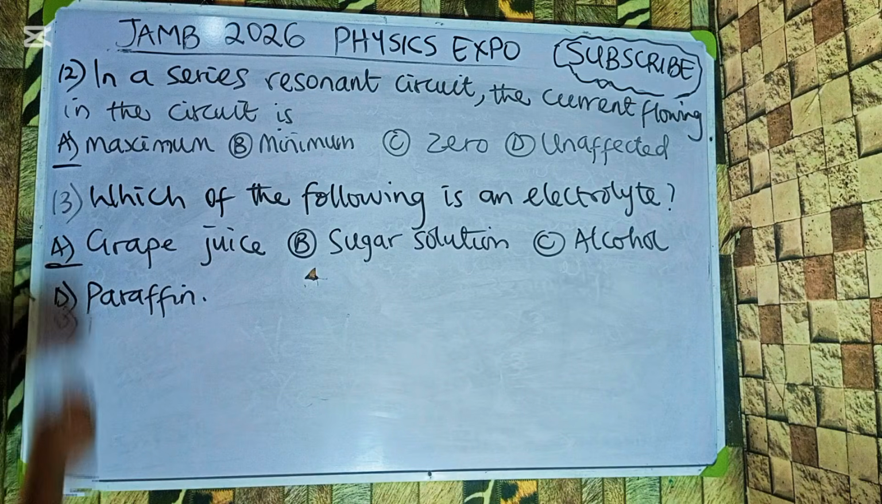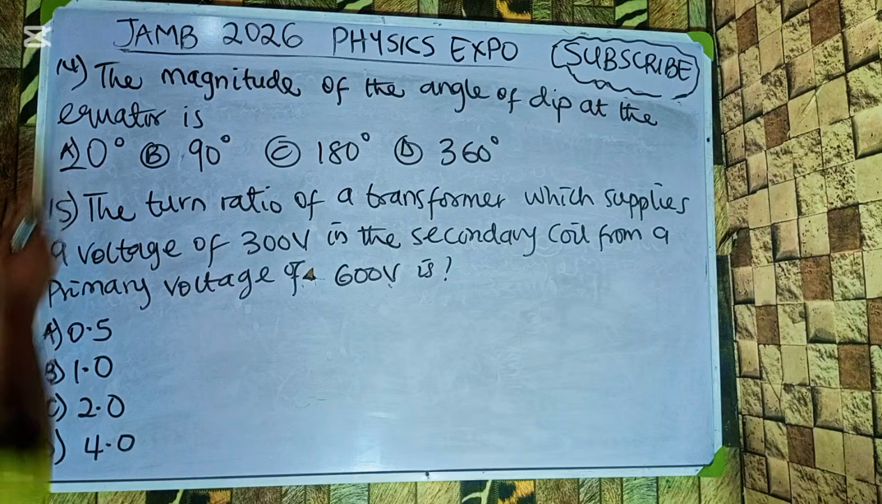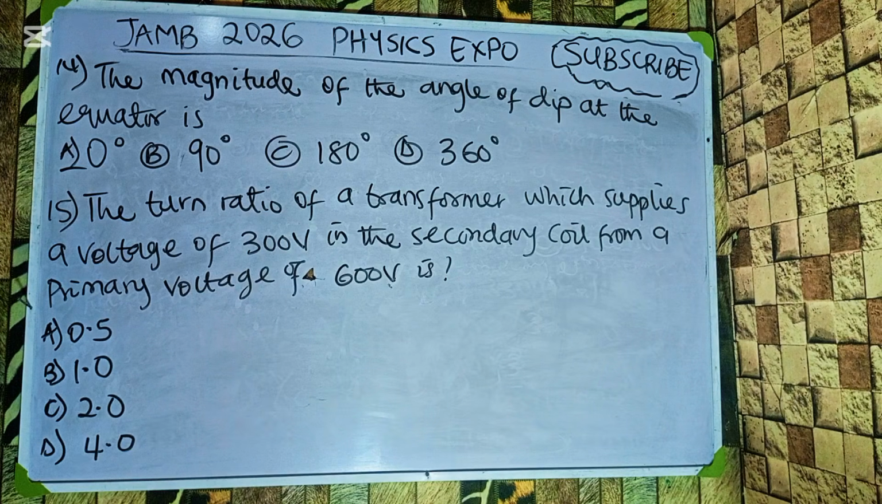Grape juice. Question 14. The magnitude of the angle of dip at the equator is option A, 0 degrees, option B, 90 degrees, option C, 180 degrees, option D, 360 degrees. We should know that the angle of dip at the equator is 0 degrees. That is option A.